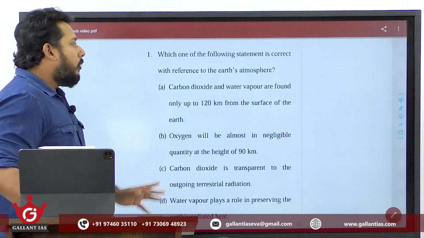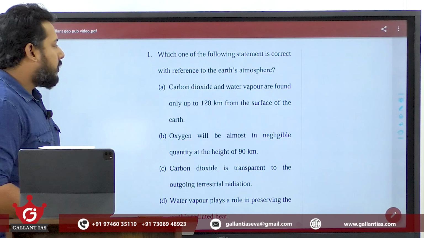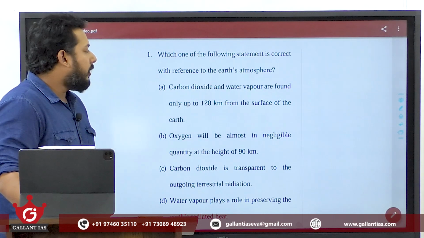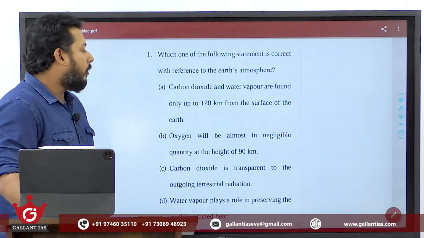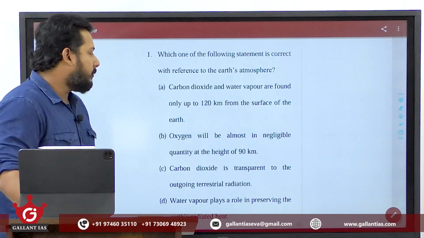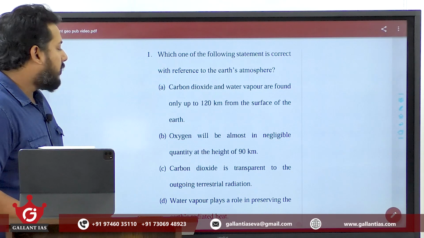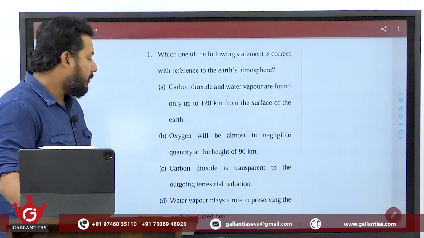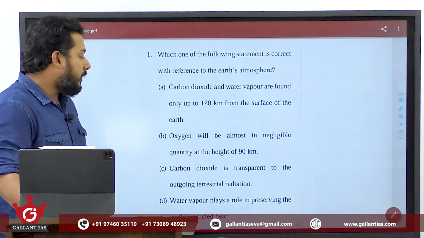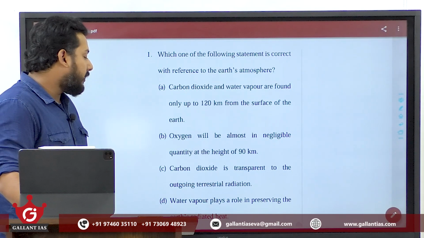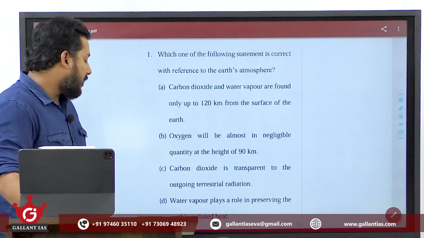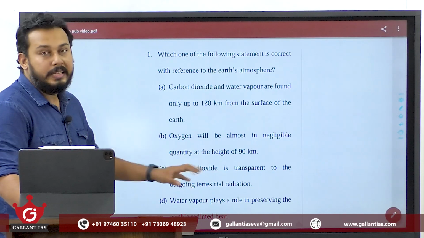Which one of the following statements is correct with reference to the Earth's atmosphere? Carbon dioxide and water vapor are found only up to 120 kilometers from the surface of Earth. Oxygen will be almost in negligible quantity at the height of 90 kilometers. Carbon dioxide is transparent to the outgoing terrestrial radiation. Water vapor plays a role in preserving the Earth's radiated heat.